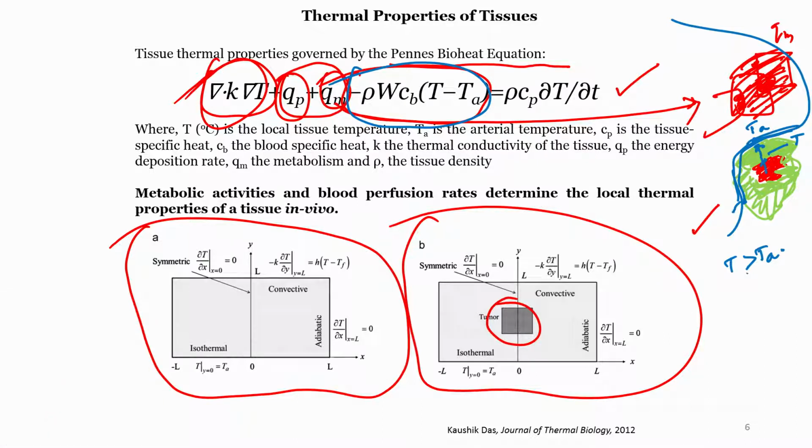So, most often T will be greater than Ta. Not most often, in all cases T will be greater than Ta, provided there is a heat generation site. So, there will be a heat flow from here to here, and this heat flow will then heat the blood that is flowing, and that blood will take the heat to the rest of the body. This way thermal transport through the tissue also happens, okay.